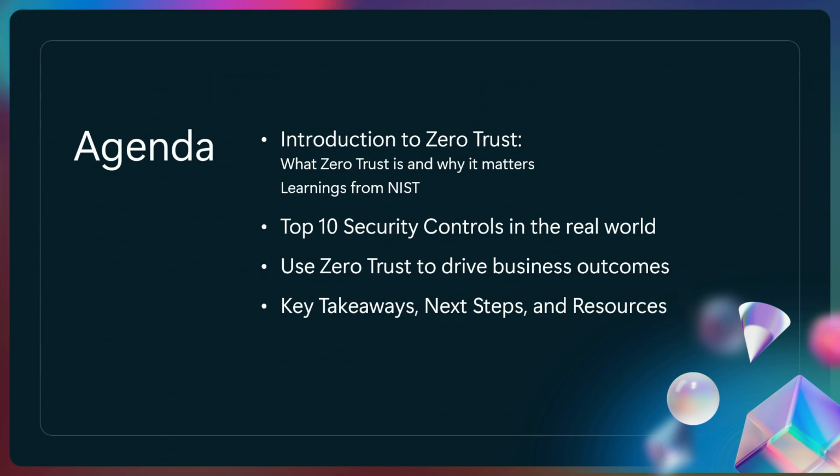So we'll start with a quick introduction to Zero Trust, what it is, why it matters, and some learnings from the NIST experience in the Cyber Center of Excellence Labs. We're going to talk about the top 10 security controls in the real world, where Ulf is going to share his perspective, learnings from implementing these, and what works well, what was a little bit surprising, et cetera. And what didn't work and had to take a little bit more time. And some key takeaways, next steps, and resources to help you on your journey, including getting the project justified. So we know that's a very, very important part of it.